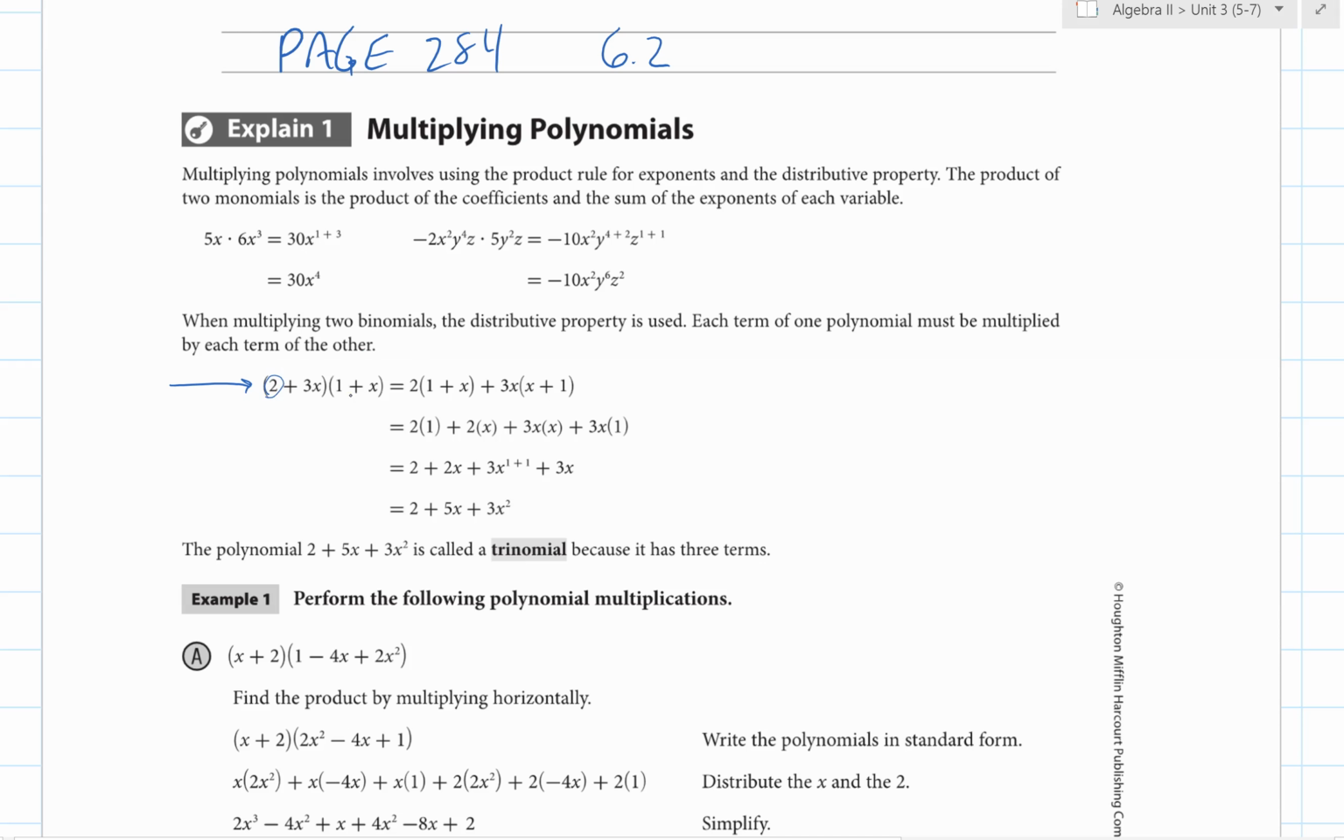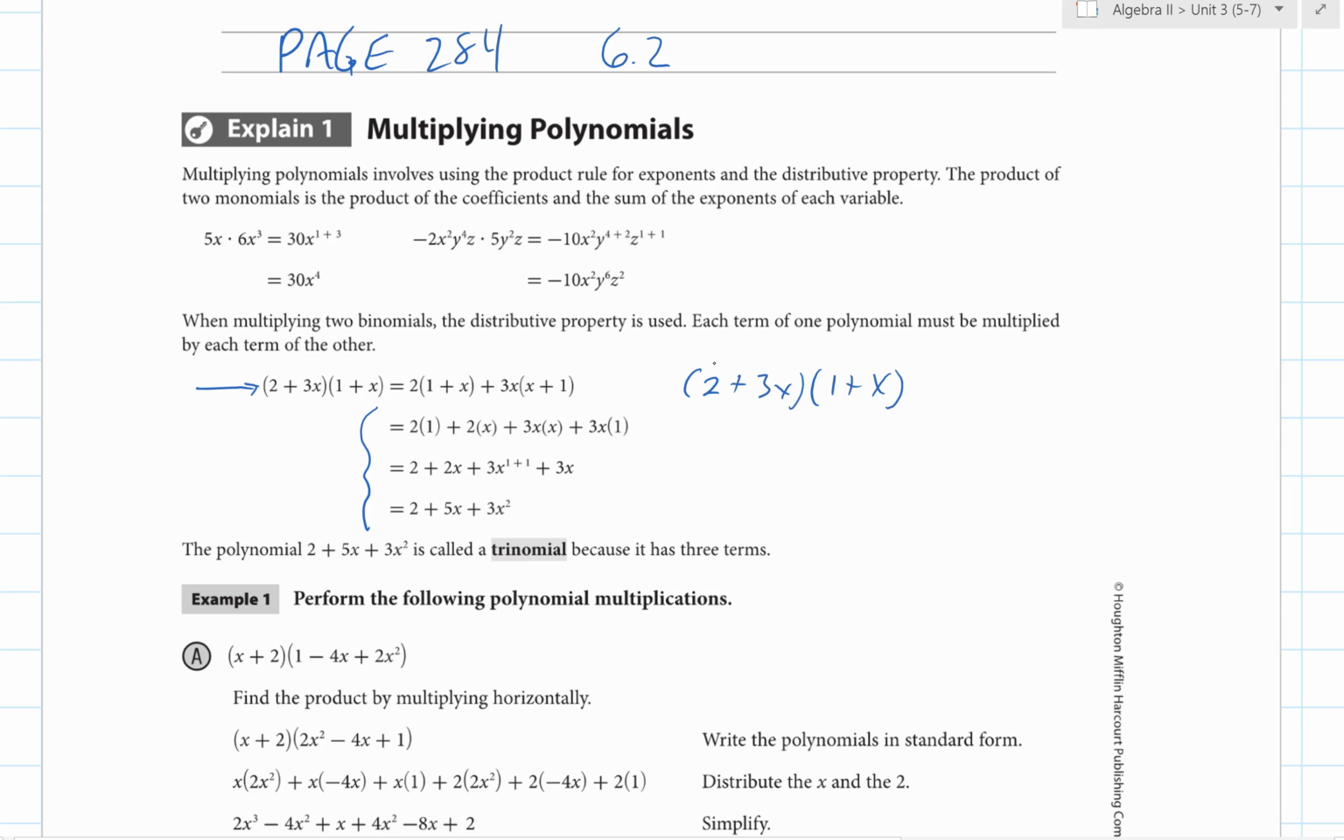So they multiply 2 times the entire expression 1 plus x, and then they multiply 3 times the expression 1 plus x, and then expand those individually. So that's called using the distributive property. So you can see by these steps what the author is doing there. Another method that you might like is the FOIL method, and so I'll show that.